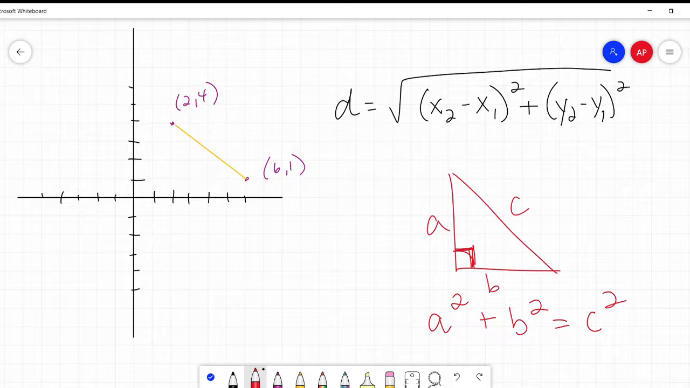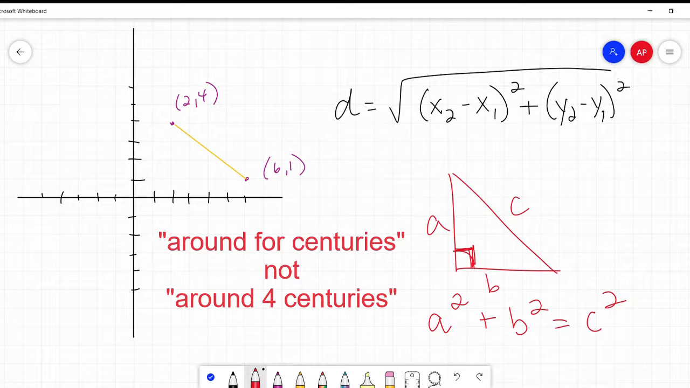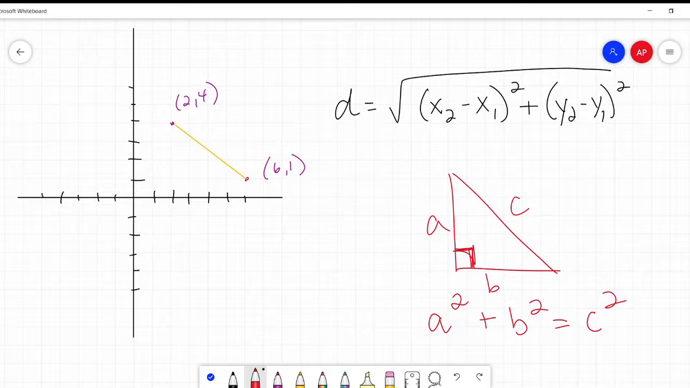Pythagorean theorem. Random little math fact, Pythagoras did not discover this. He just proved it and got to slap his name on it. It was actually known around 4 centuries before in several different cultures. There's evidence they all knew it and used it, especially in architecture. Math facts. So this Pythagorean theorem is going to be the basis of our distance formula.